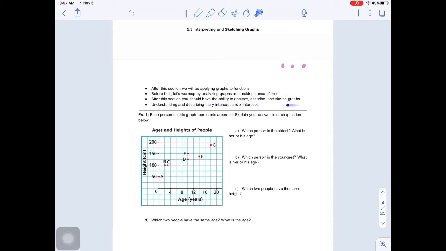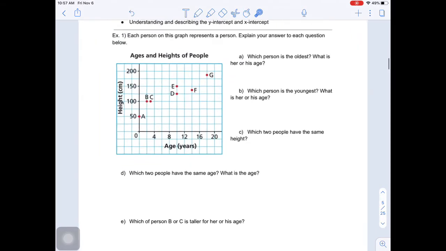So this is the big point of this. And then understanding and describing y-intercepts and x-intercepts. Okay, so this is a brand new concept to you here. So let's look at example 1, just to kind of start off.